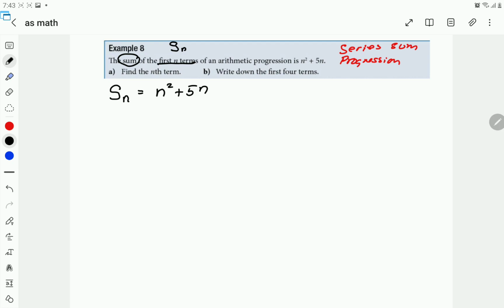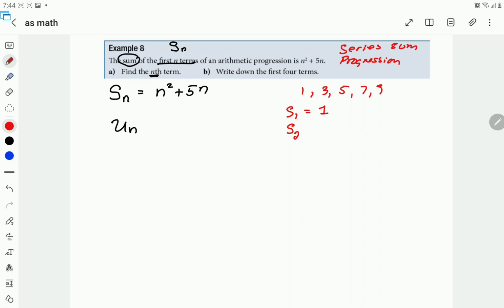So before I solve this, let's try again to imagine. The question is the nth term. But again, before we solve this one, let's imagine what S1 is. Let's say, for example, I have 1, 3, 5, 7, 9. When you say S1, S1 is actually your first term, the sum of the first term.